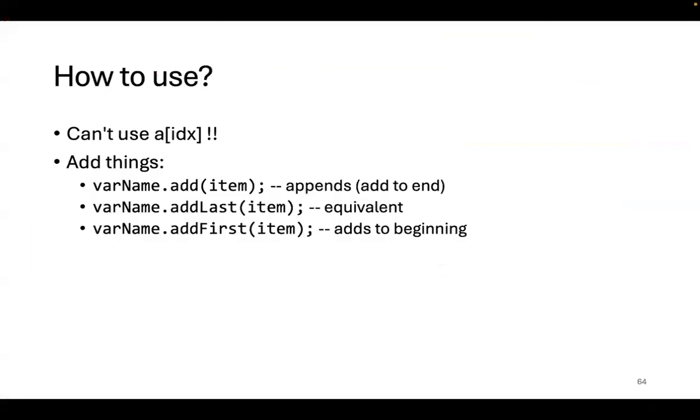Okay, so now we've set it up. We've instantiated our empty list. In terms of how to use it, we can't use the square brackets to access indices anymore. That's just because we're using a different kind of object this time. But we can use dot operation methods. So like to add something, we can say dot add item.